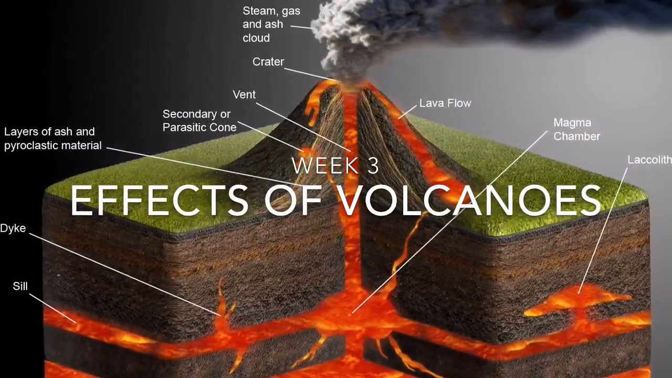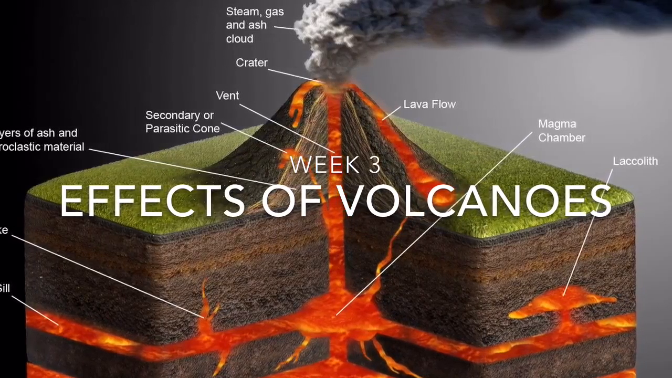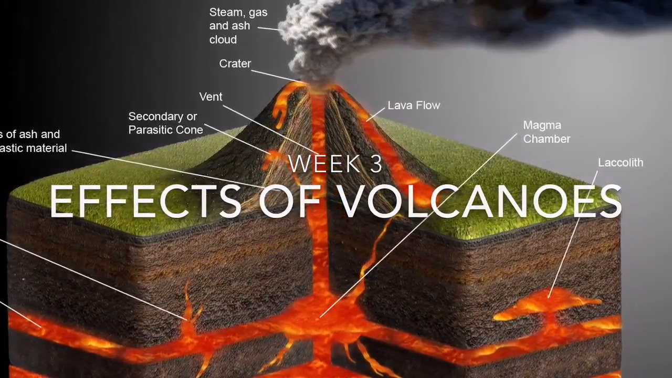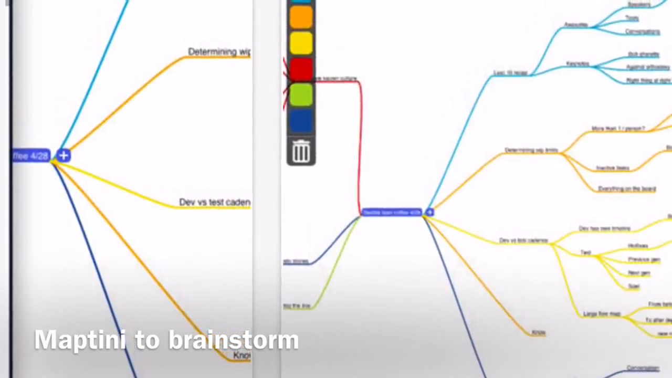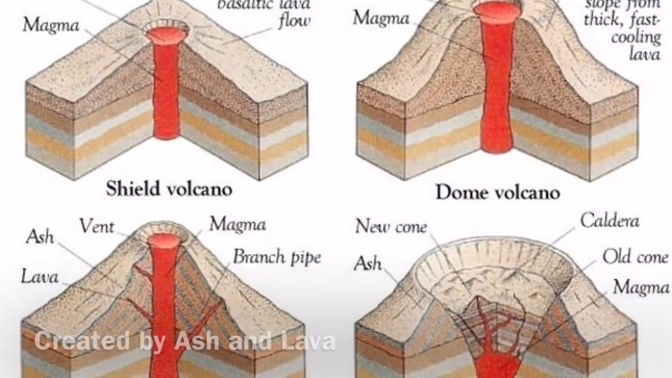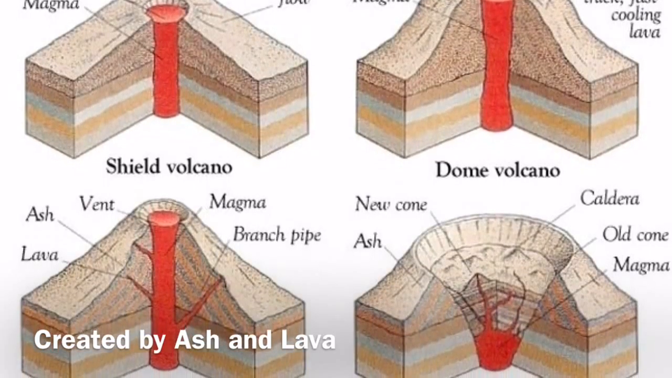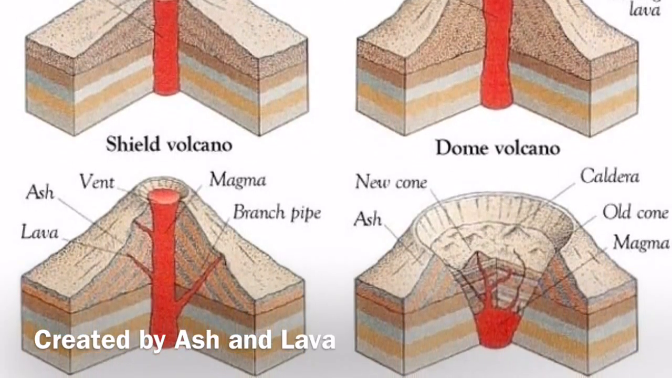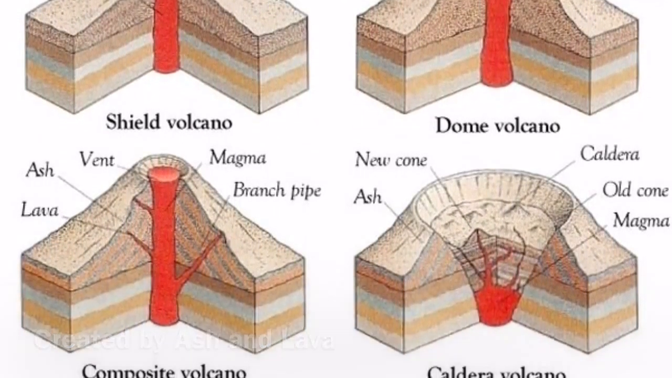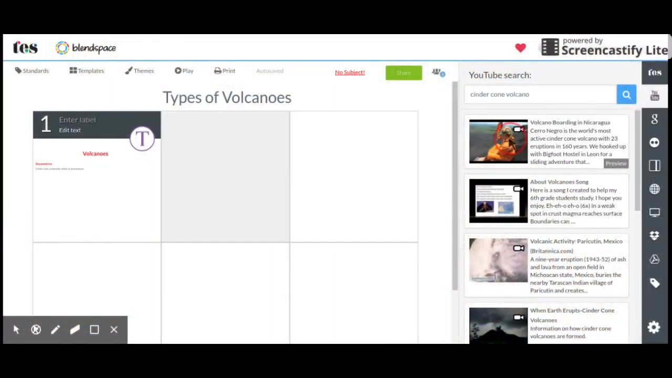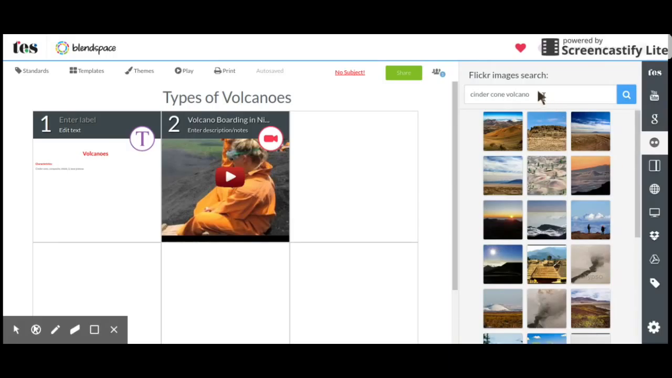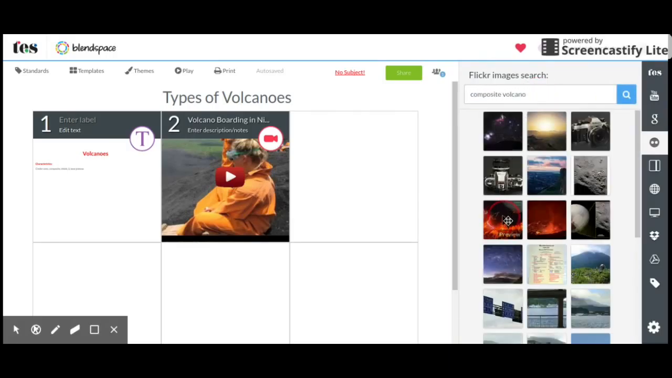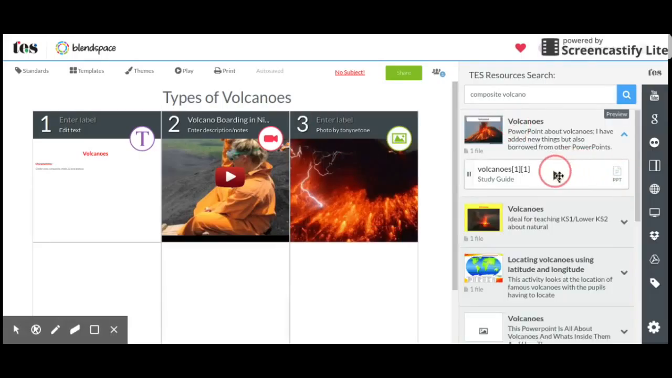In week 3, students explore landforms that are created due to volcanic activity. Students will use Maptini to brainstorm prior knowledge about land formations. They will then learn about landforms created by ash and lava, such as cinder cone volcanoes, composite volcanoes, shield volcanoes, and lava plateaus. Students will use BlendSpace to classify characteristics of different landforms using mixed media in their digital products.